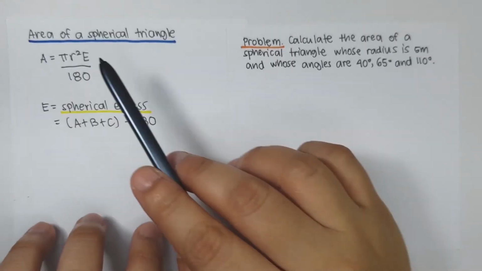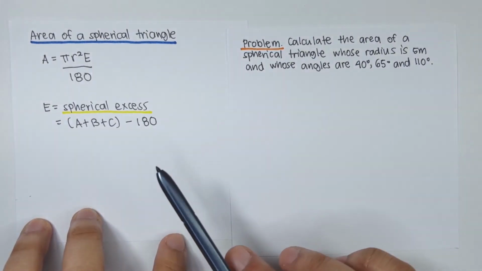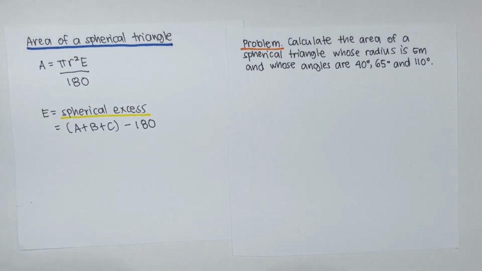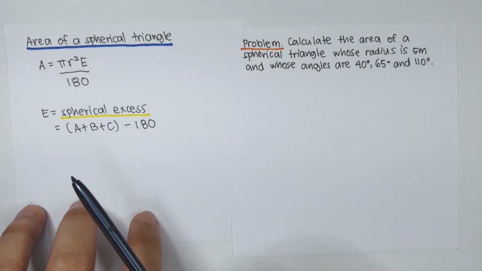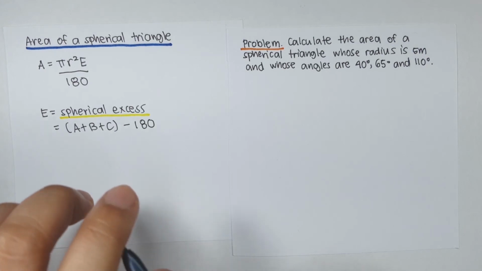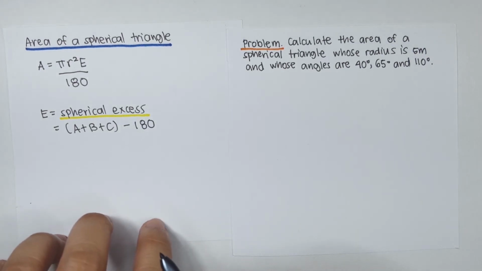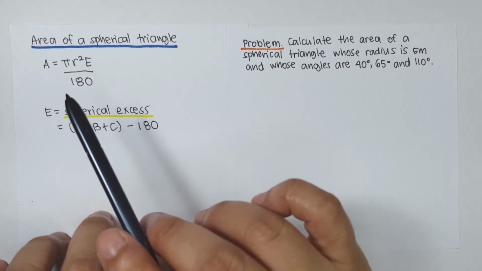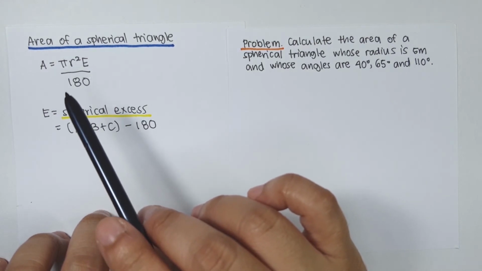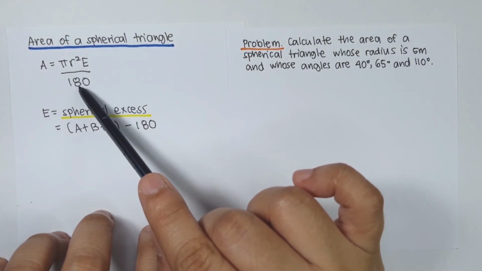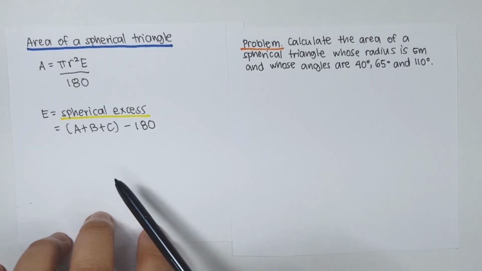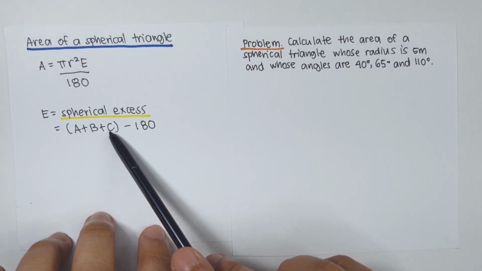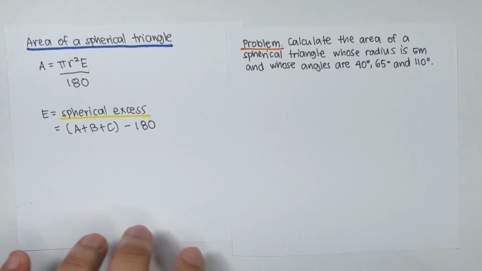Now let's learn how to solve for the area of a spherical triangle. This topic is more on direct substitution. As long as you know the formulas, and of course you are given all the angles and the radius, then it's just direct substitution. Okay? So the formula for the area is pi r squared E over 180, where E is the spherical excess and that is equal to the sum of the three angles minus 180.